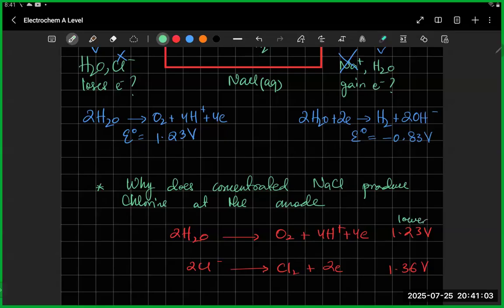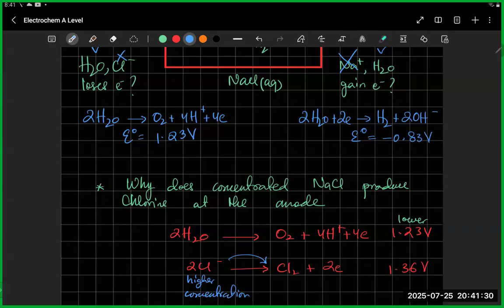So why does concentrated Cl change the potential? Remember, in all these equilibrium reactions we studied earlier, if you have a higher concentration of Cl ions, where would the electrode equilibrium shift? It's going to shift forward, right? Is this clear?